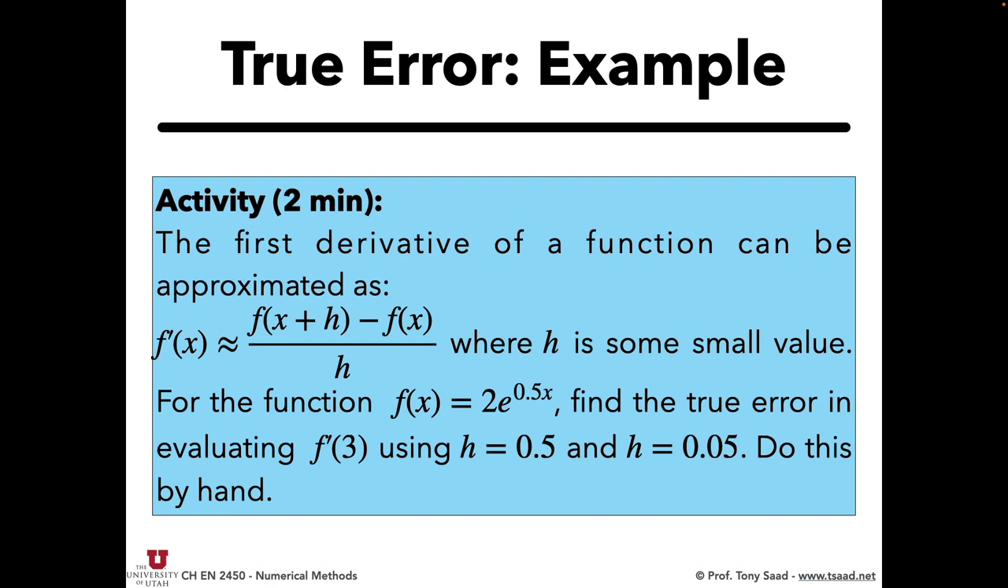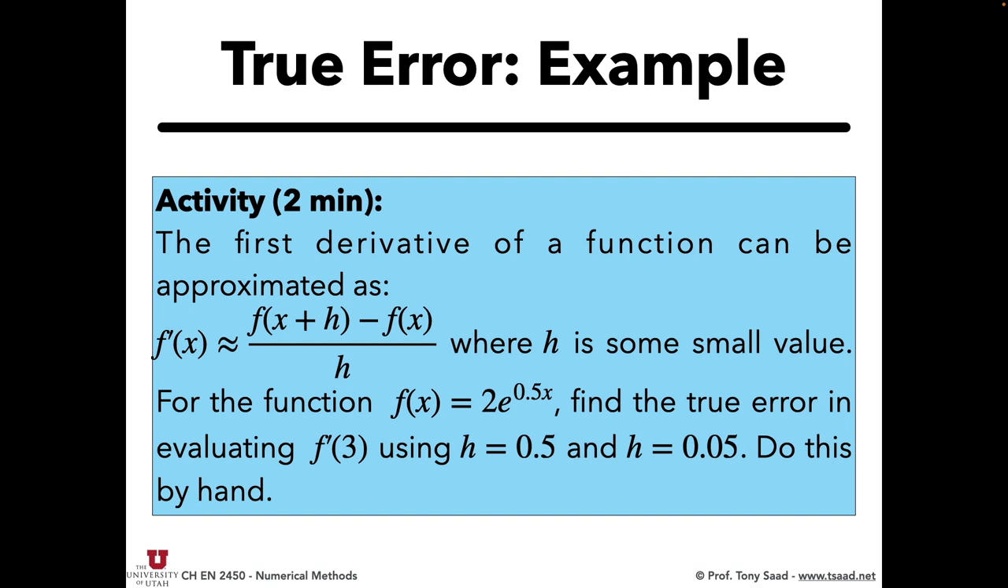I kinda heard most of you discussing this, so let me show you how I would do this. There was a question of what we mean by true value. The true value is the exact value. In this case, we have a function f of x, which is 2e to the 0.5x. We want to evaluate the derivative of this function at x equal 3, right? Clearly, we can't differentiate this analytically by hand, right? So that gives us the true value, or the exact value.